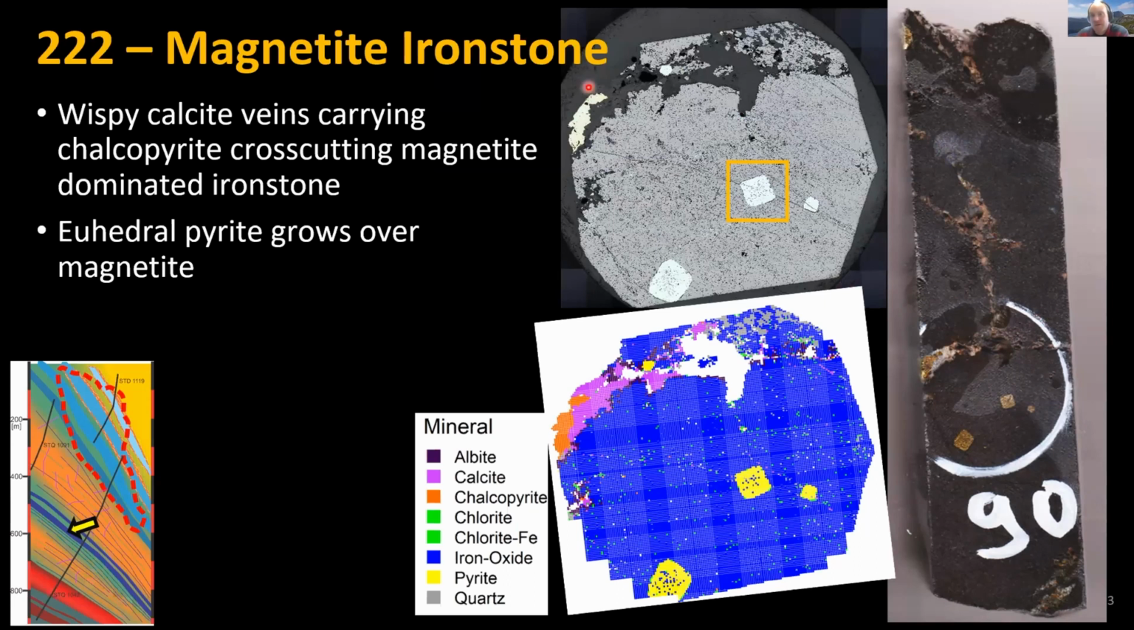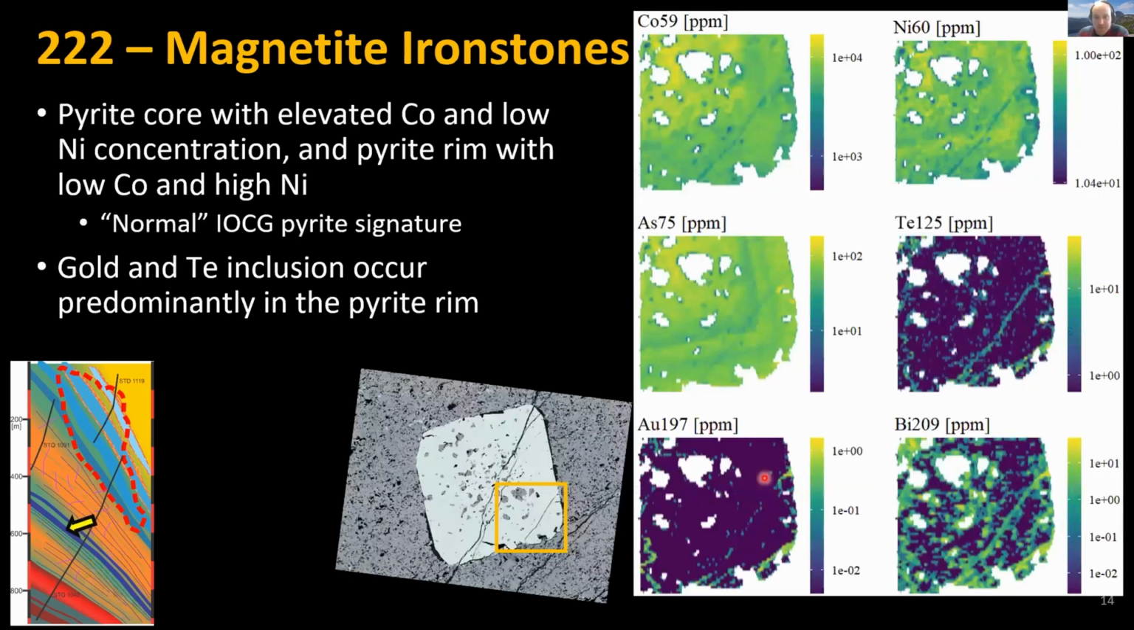Here is an image, and we see relatively euhedral pyrites overgrown on the magnetite. That's again the XMOD image. We see mostly iron oxide, in this case magnetite, some calcite up here with chalcopyrite, and here the pyrite grains. And this pyrite grain I'm going to show on the next slide. It's this one here.